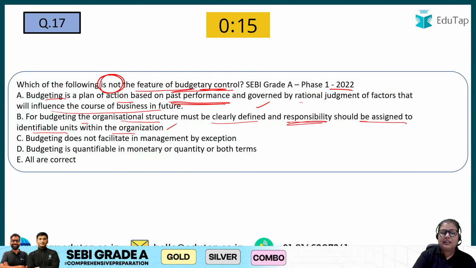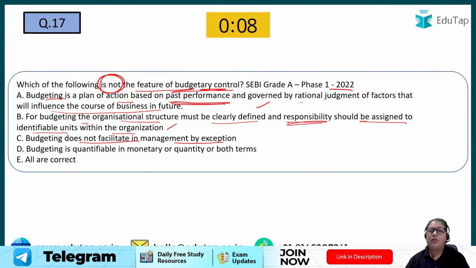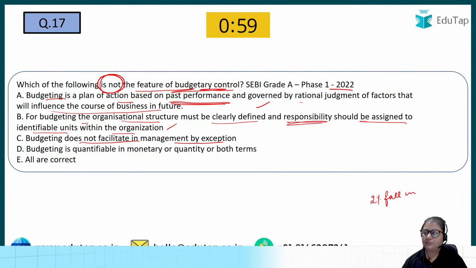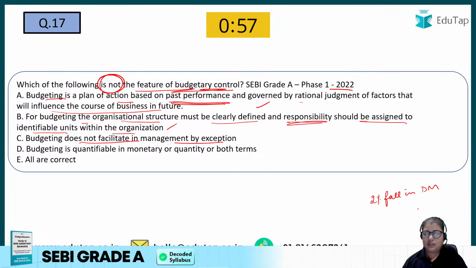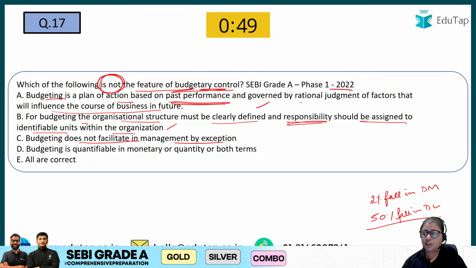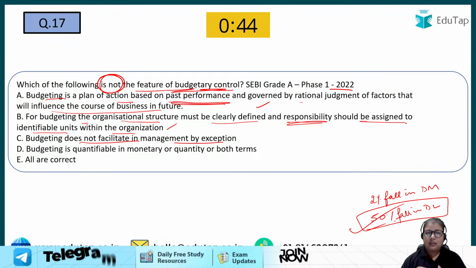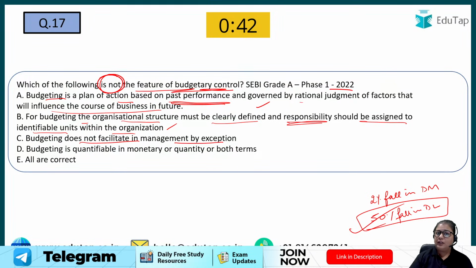C, budgeting does not facilitate management by exception. What is management by exception? It says that you should focus on things which are important for the business. For example, there is just a 2% fall in direct material, but there is a 50% fall in direct labor. So which is more crucial? Of course, this 50% will impact the cost of direct labor way too much.